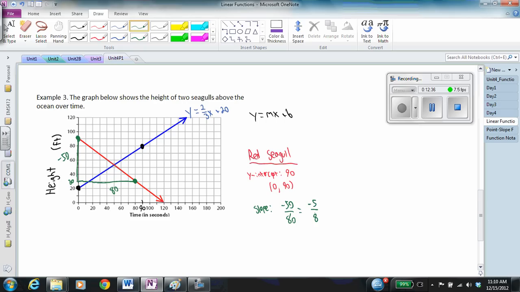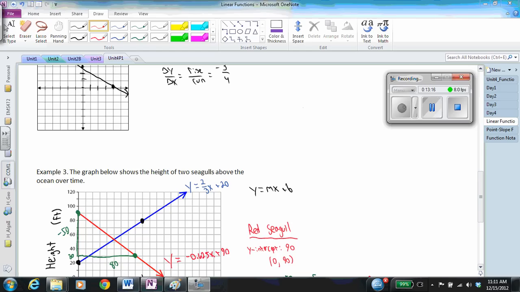And this time I'm just going to show you guys a bit of a different example, convert that to a decimal. So as a decimal, that would be negative 0.625. So I could write this rule as y equals negative 0.625x plus 90. Now what does this slope mean? That's negative 0.625 feet per second. So the height of this seagull is decreasing 0.625 feet every second. So that guy is going so slow.